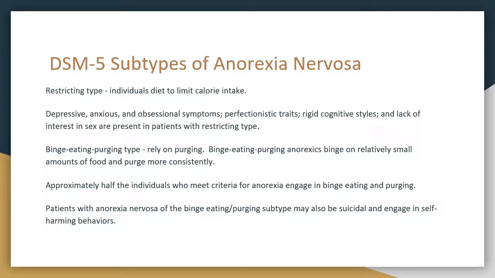DSM-5 subtypes of anorexia nervosa: restricting type, individuals diet to limit calorie intake. Individuals display depressive, anxious, and obsessional symptoms, perfectionistic traits, rigid cognitive styles, and lack of interest in sex are present in patients with restricting type. Binge eating, purging type rely on purging.